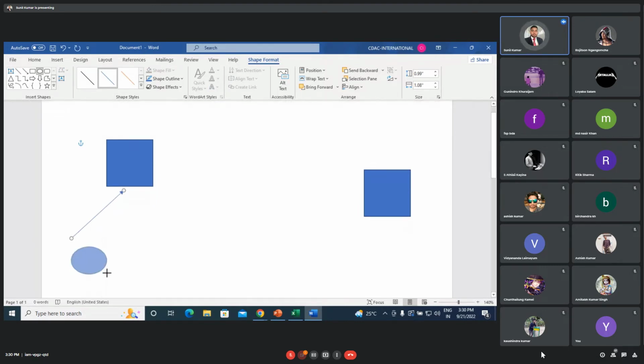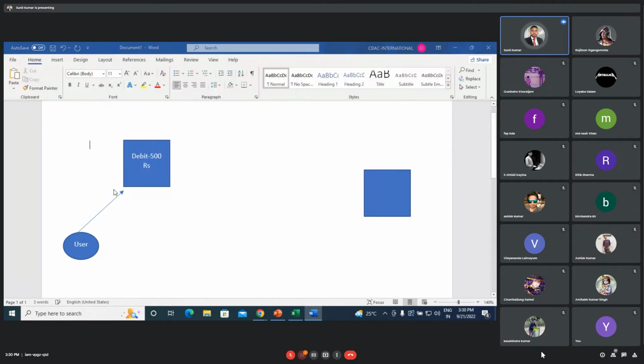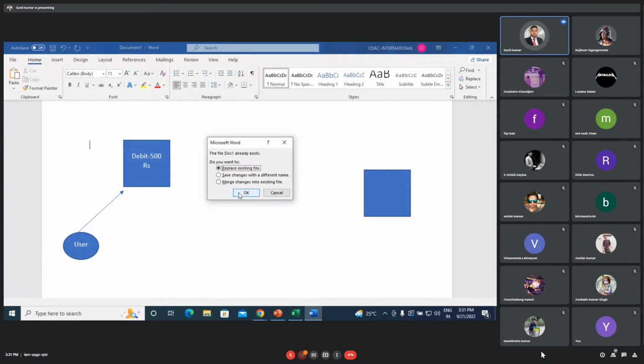Suppose you are the user, right? That is your account. So what have you requested? You have requested a debit of 500 rupees. That means you want to withdraw 500 rupees from your account. Understand? What happens when you start your transaction?